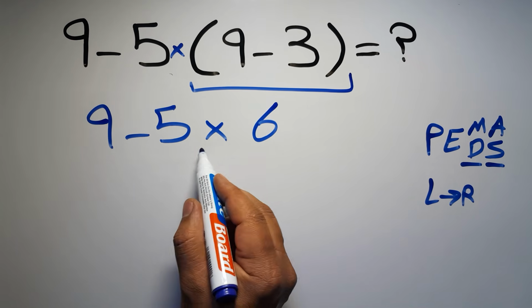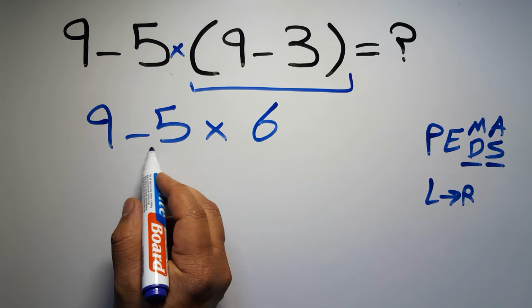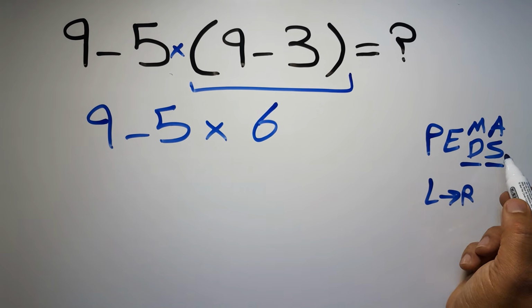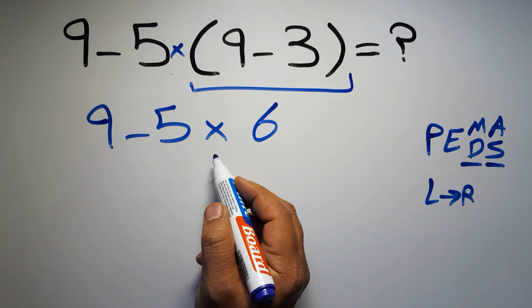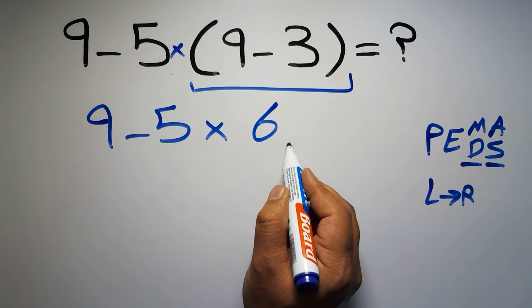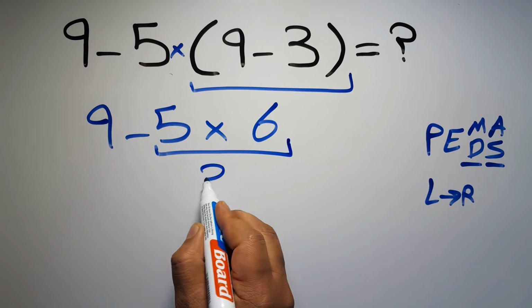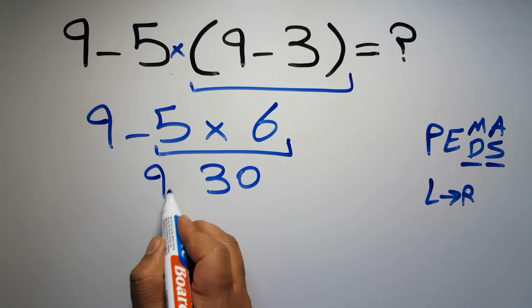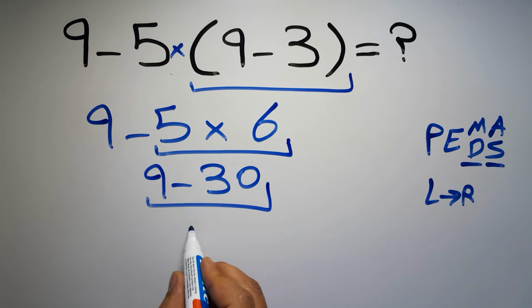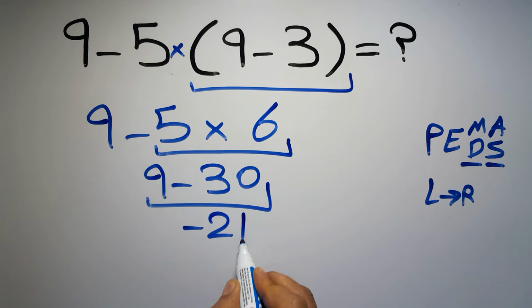According to the PEMDAS, multiplication has higher priority than subtraction because multiplication comes before subtraction. So here first we have to do this multiplication. 5 times 6 equals 30. So 9 minus 30, which equals negative 21.